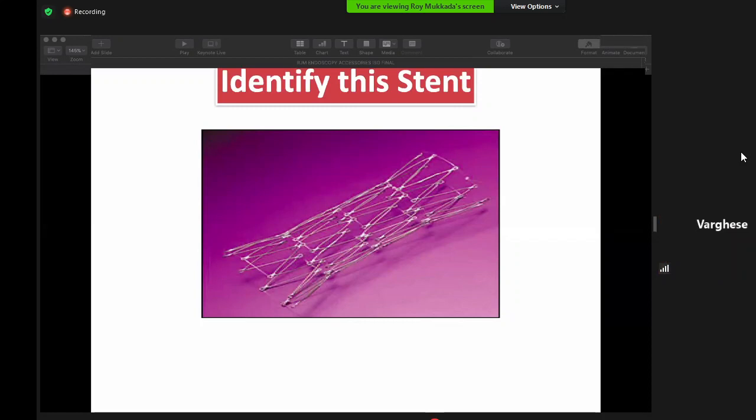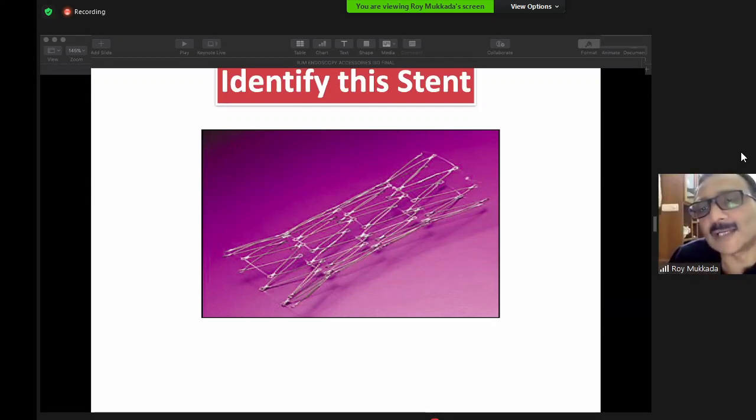Jagdish, are you there? Yes, sir, I'm here, sir. Sorry, sir, I didn't get you. No, indication. When do you use this? Sir, if any patient presented with severe obstructive jaundice with features of cholangitis, and the patient is resectable. This is not a biliary stent. This is not the pattern of a biliary stent. Where else can you use the stents?